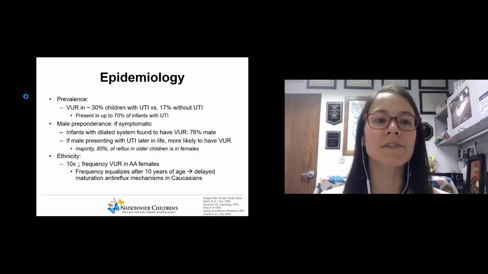So the prevalence of reflux: it's seen in 30% of children with urinary tract infections compared to 17% without. It's present in up to 70% of infants with infection. There's a male preponderance if a patient's symptomatic. So in infants with dilated systems that are found to have reflux, the majority of them are male. And if a male presents later in life with a urinary tract infection, they're more likely to have reflux.